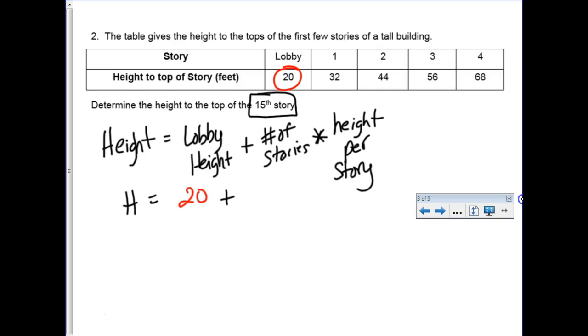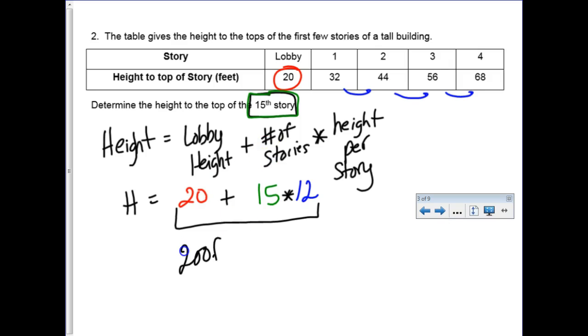They want to know about the 15th story, huh? So that would be 15 stories, times, can you figure out the height per story? Can you figure out the common difference here? I'm thinking it's 12. There we go. If I type that in my calculator, oops, I didn't type it right. Let me try that again. I hit too many multiplication signs. 200. So again, if I wanted a sentence answer, I would write something like, the total height of 15 stories in this building is 200 feet.